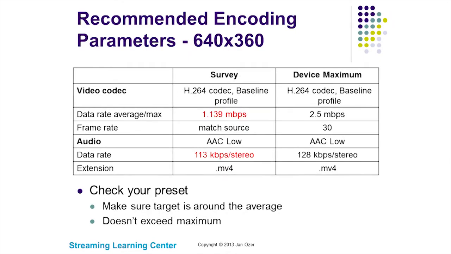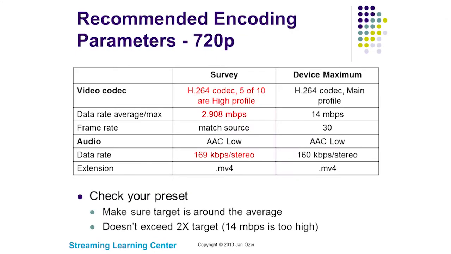If you're producing at this resolution, the device maximum is 2.5 megabits per second. This is the second category that we looked at. The average of producers in the free podcast was around 1.139 as compared to 2.5 megabits per second. The average data rate on the audio was all stereo, but it was 113 kilobits per second compared to the maximum of 128. And here's where those numbers come into play. And this is pretty important.